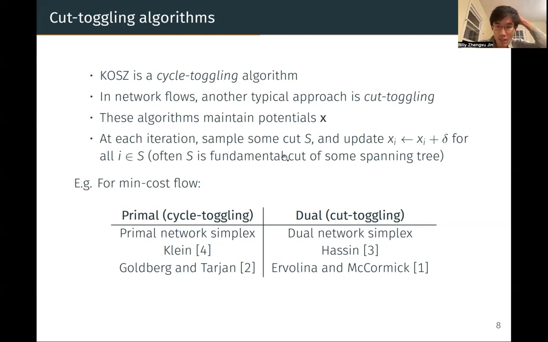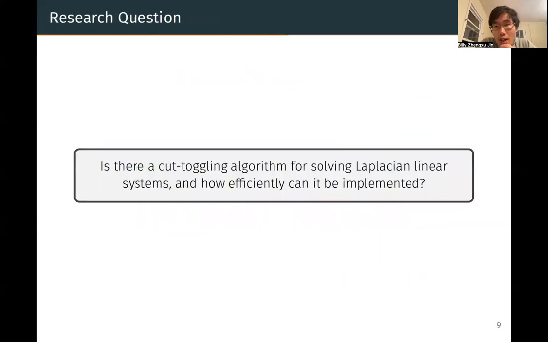And often S is taken to be a fundamental cut of some spanning tree. So traditionally, for example, for min-cost flow, there are many different cycle toggling algorithms, and dual to those are corresponding cut toggling algorithms. Now, dual COS is a cycle toggling algorithm, but there's no dual cut-toggling algorithm for solving Laplacian linear systems known in the literature. And that motivates us to ask the following research question: is there a cut-toggling algorithm for solving Laplacian linear systems? And if so, how efficiently can it be implemented?